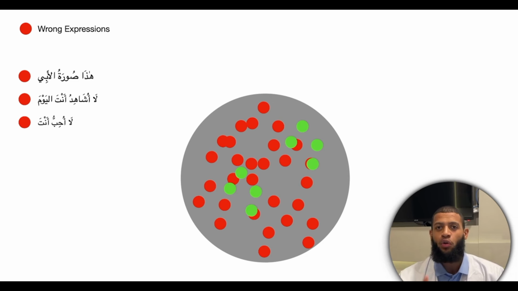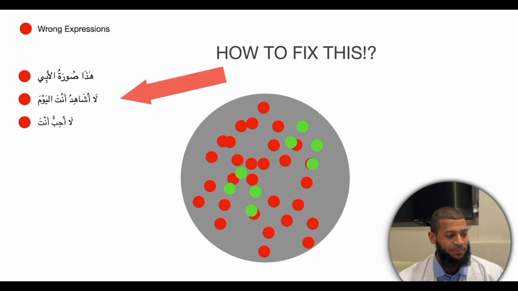there are grammatical mistakes. You might know the words, you might know what hada means, you might know what surah means, you might know what abi means, but however you don't know that hada is supposed to be hadi, that al-abi you cannot have ya an-nisbah with alif and lam. You might know as well la ushahidu anta al-yawm. And you are saying it correctly, la uhibbu anta.